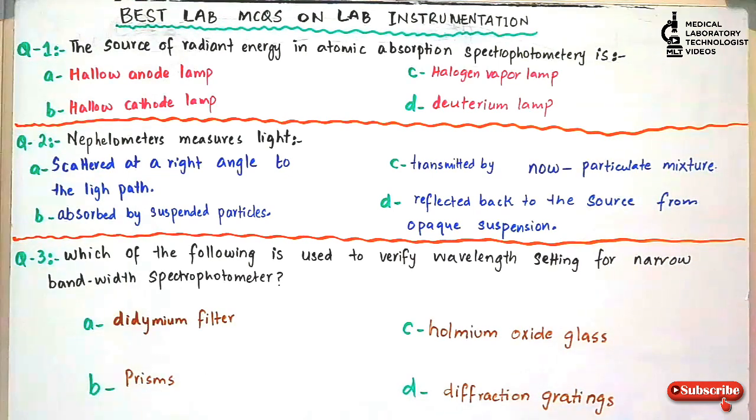Actually, wavelength accuracy is an essential performance parameter to be tested for the spectrophotometer, and for narrow spectral bandwidth instruments, holmium oxide glass may be scanned over the range of 280 to 650 nanometers, and the material shows very sharp absorbance peaks at well-defined wavelengths. And prisms and diffraction gratings are monochromatic devices, and the cadmium filter is used with broader bandwidth instruments.